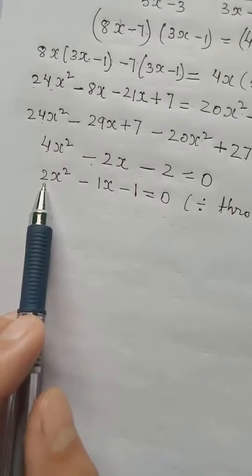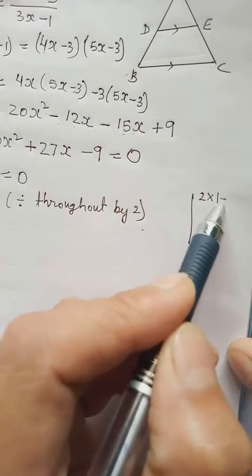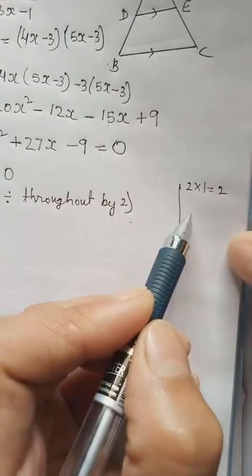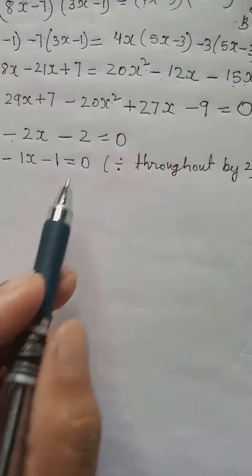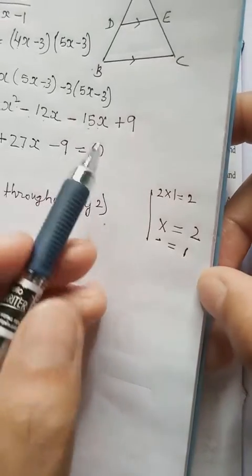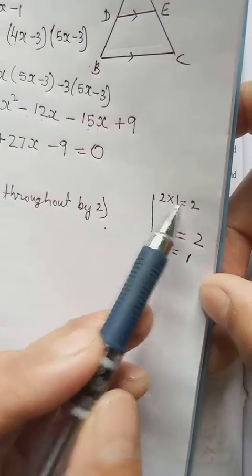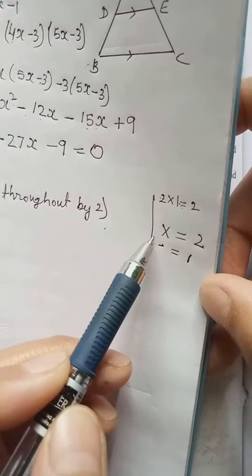So we have to split the middle term. Here the coefficient of x square is 2. The constant term is 1. 2 into 1, 2. So we have to find two numbers. If we multiply, we get 2. Then here we have a minus sign. If we subtract, we get the middle term, that is, we get 1. So what are those numbers? They are 2 and 1 only. 2 into 1, 2. 2 minus 1, 1.